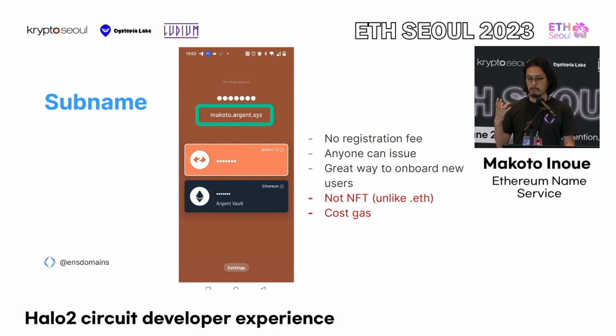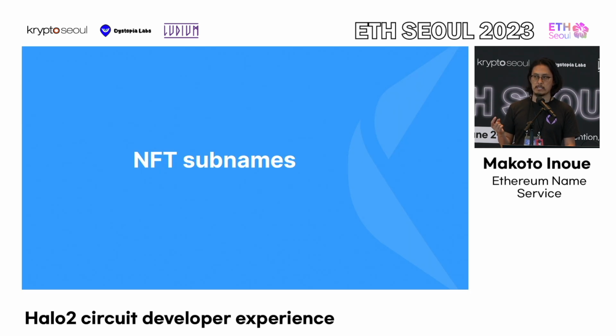And this is not just for subnames, but ENS is known as a name service on Ethereum, so you have to pay gas. For that reason, Argent now doesn't issue subnames, because back in 2020, when DeFi summer kicked off, people started seeing 100 Gwei, and it got too expensive to issue subnames.